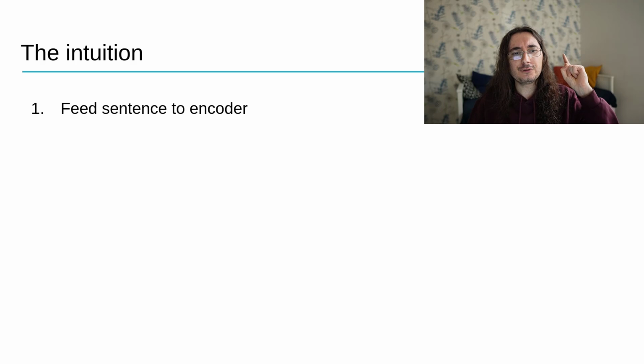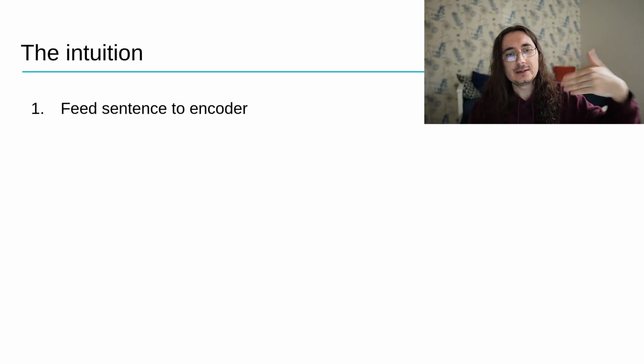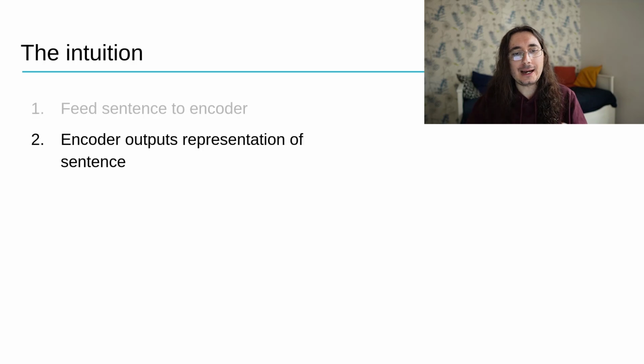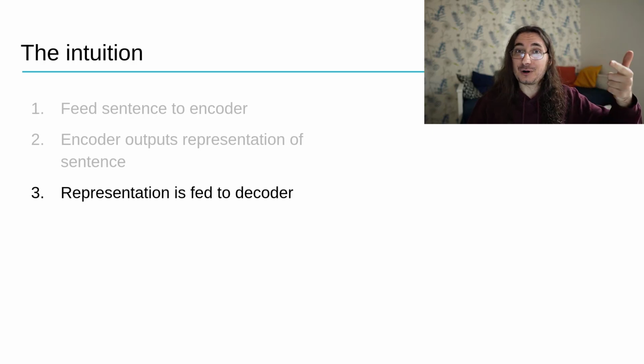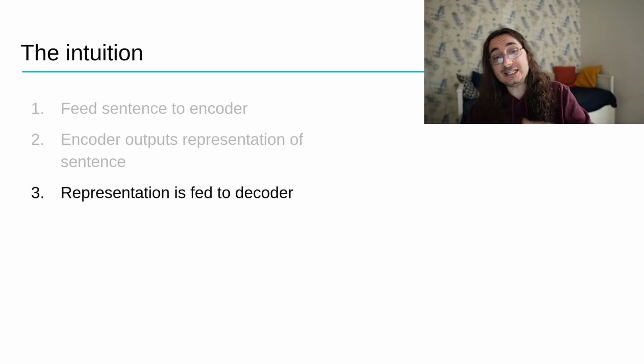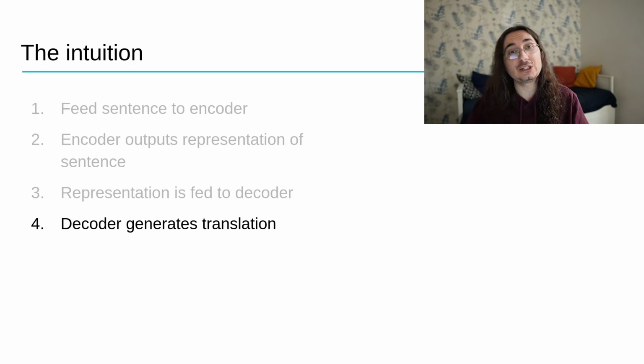First step, you feed a sentence to the encoder. This is the sentence that we want to translate. The encoder outputs a representation of the sentence. What is a representation? Well, it's actually an embedding. It's a matrix, as we'll see in a while. It's a rich representation. Then this representation, the output of the encoder, is fed to the decoder, and the decoder generates the translation.